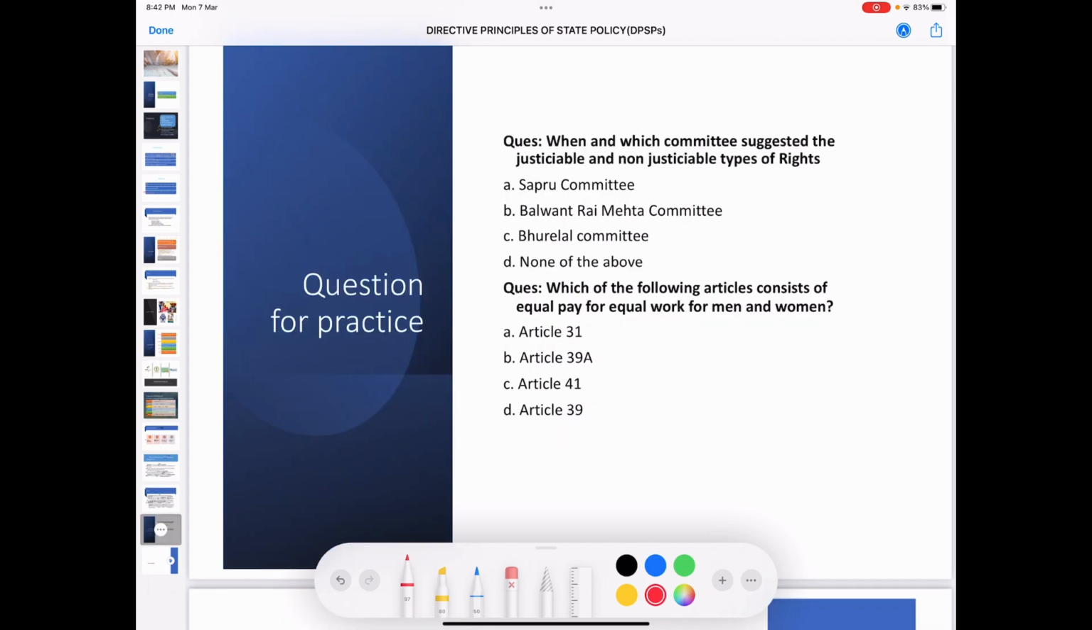So I'll leave you with a test yourself series जिसमें 2 सवाल मैं आपसे पूछ रही हूँ. When and which committee suggested the justiciable and non-justiciable types of rights? Sapru Committee, Balwant Rai Mehta Committee, Bhurelal Committee, or none of the above? What is the answer? Comment down below. And the second important question I'm leaving you with is that of which of the following articles consist of equal pay for equal work for men and women? I so badly want to answer it, but I'll wait for your answers.